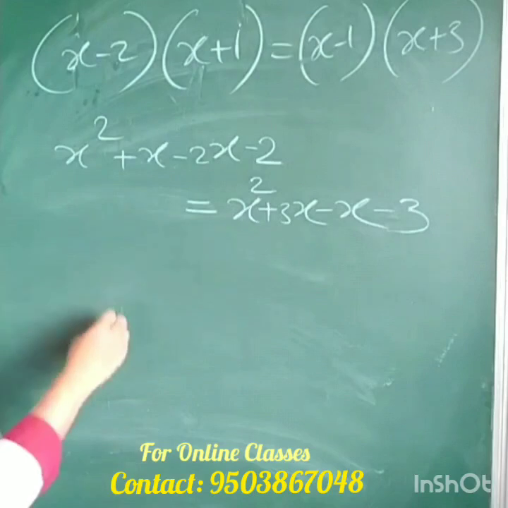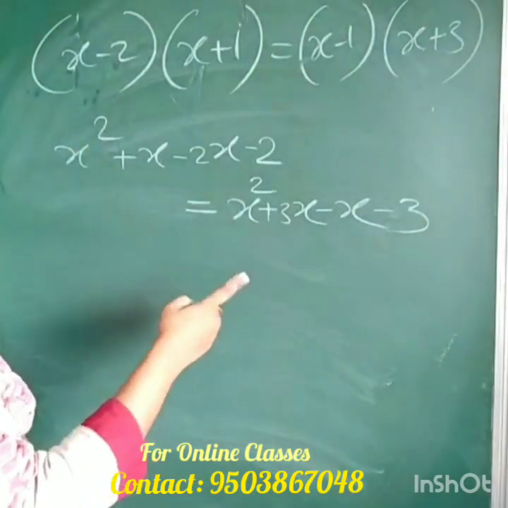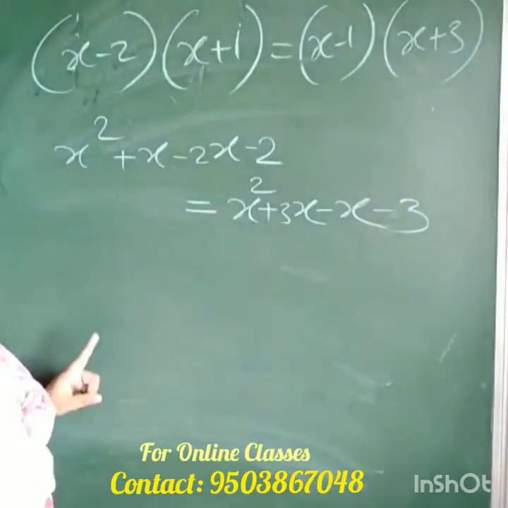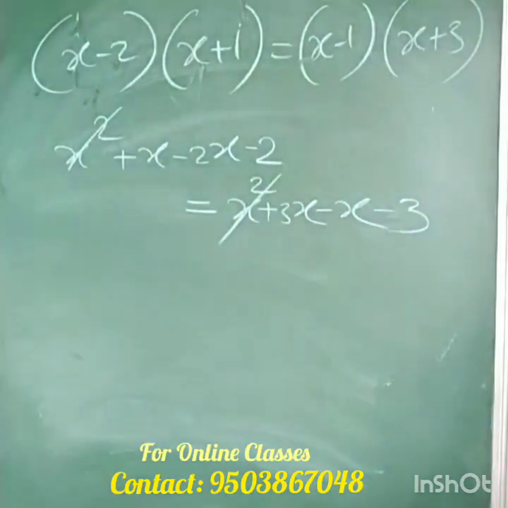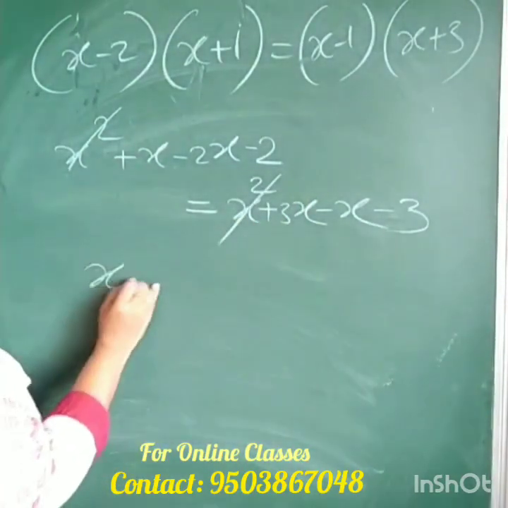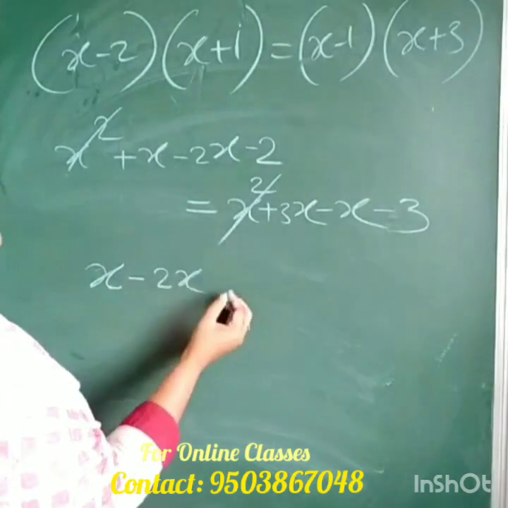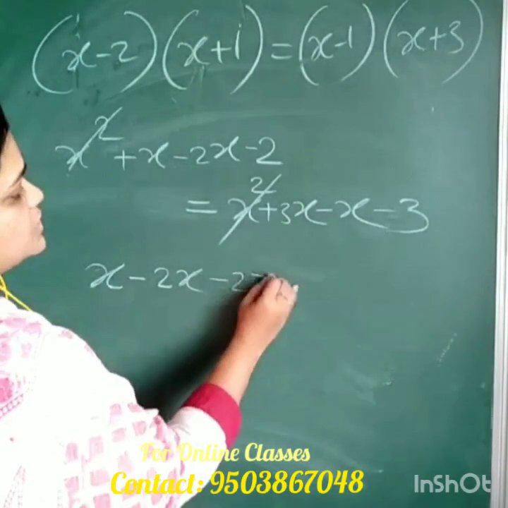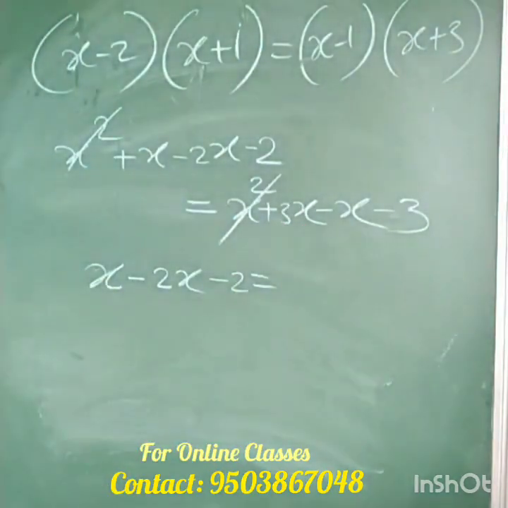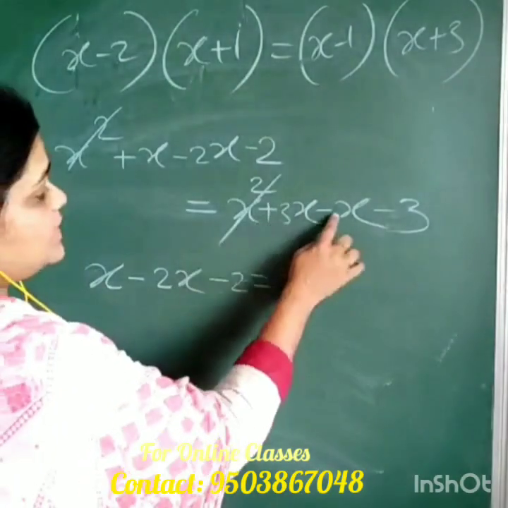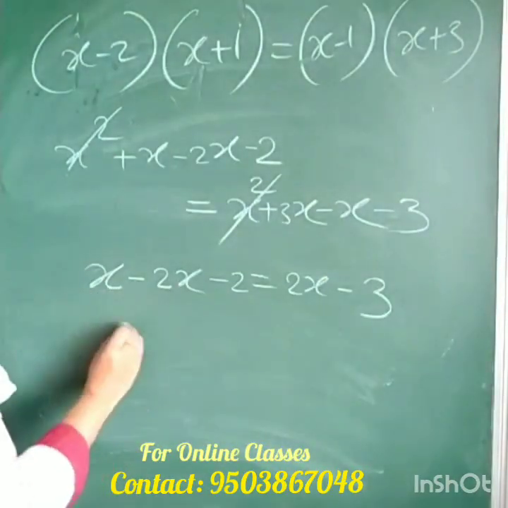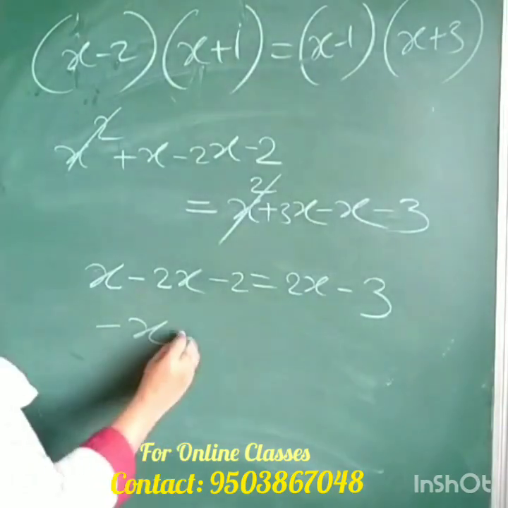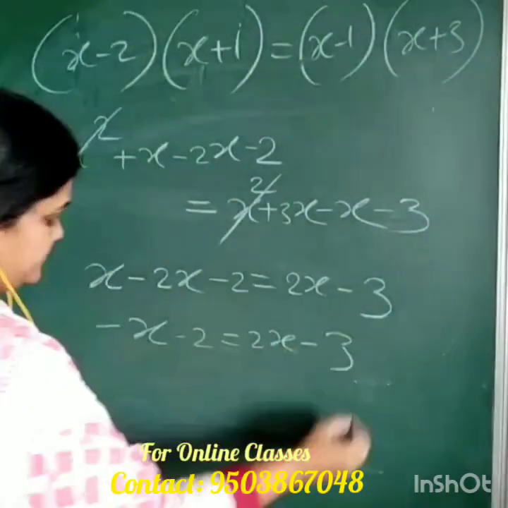And then afterwards, see, x² and x², both the terms are same at both the sides. दोनों same terms है with the same signs. They will get cancel हो जाएंगे. And then what will be left? x − 2x − 2 is equal to, please check your mics. I'm able to listen your voice. Plus 3 and minus 1. Okay, x − 2x is −x, −2 = 2x − 3.